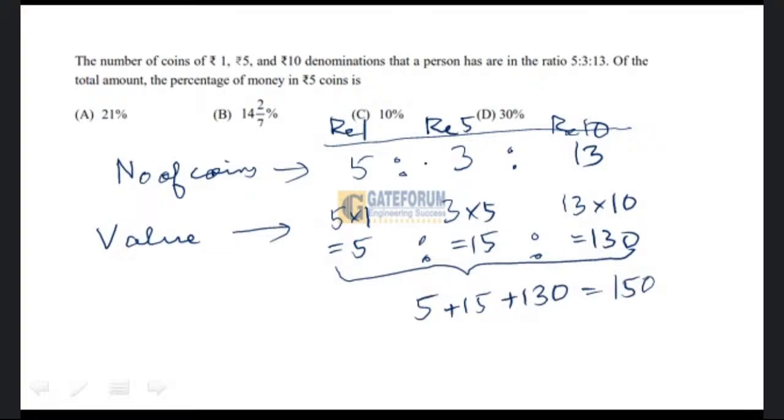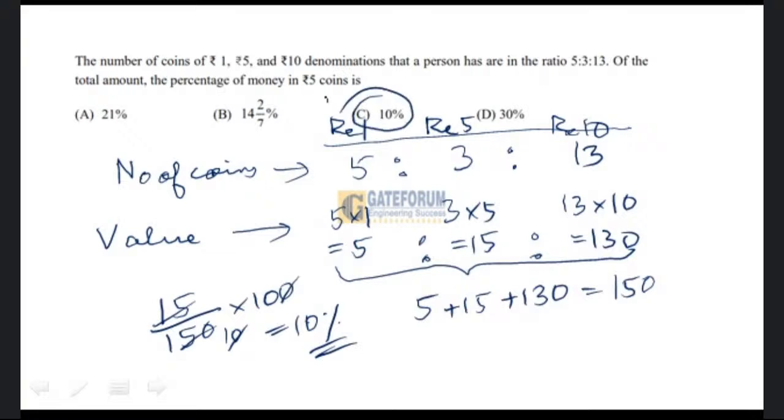And the money in 5 rupee coins is 15. So what you will have to find is 15 divided by 150 into 100. That is obviously 10%. Okay. So option number C is correct.